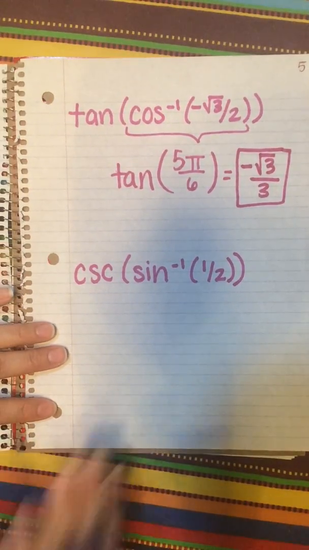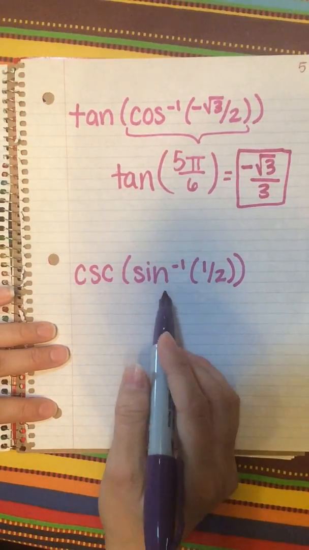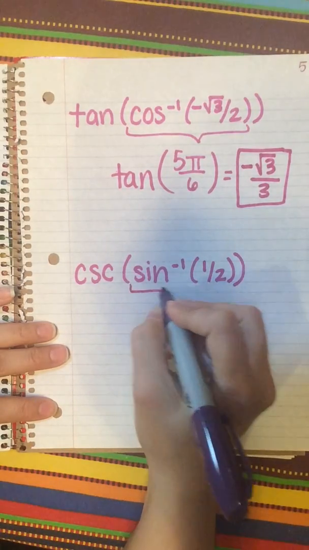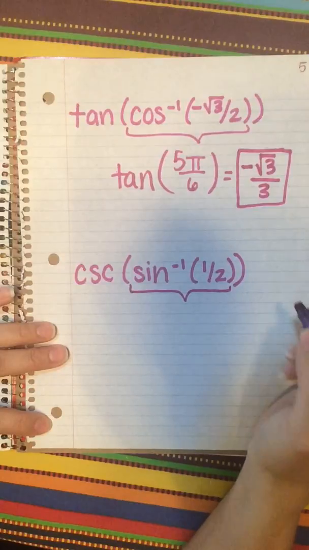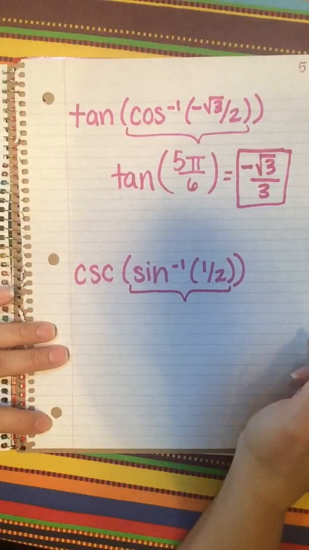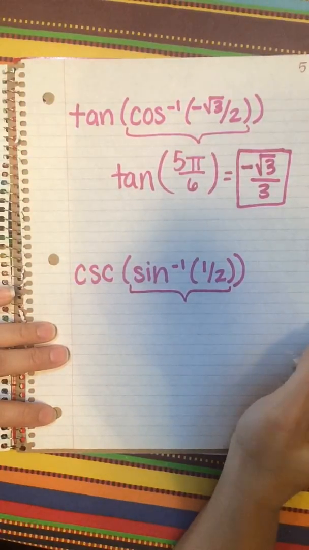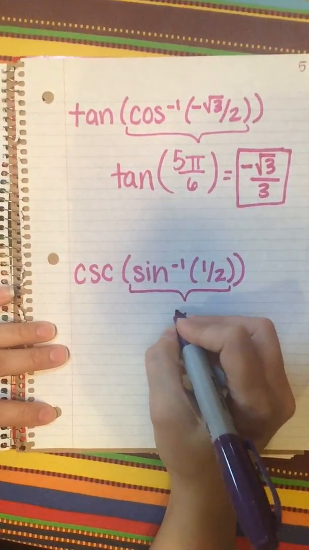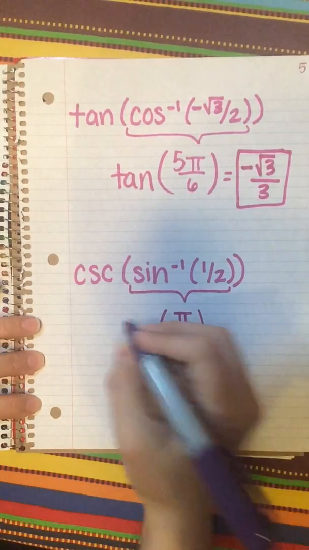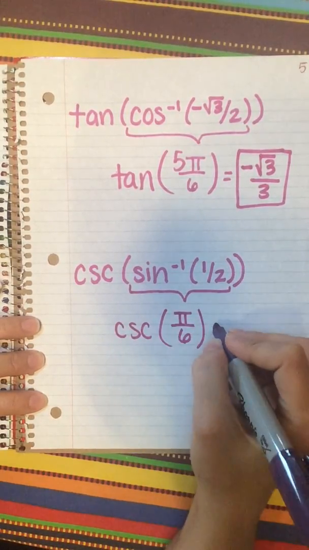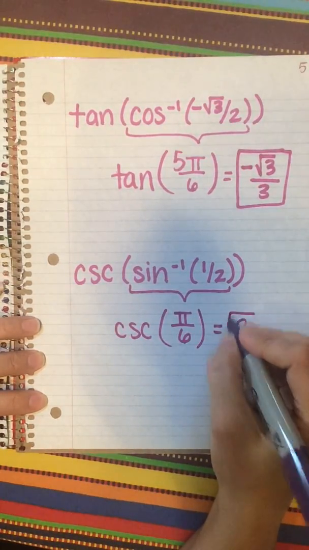All right, now down here, cosecant of sine inverse of 1/2. Focusing on the inside part first, sine inverse of 1/2. That's going to be in the first quadrant, and the sine is 1/2 at pi over 6. So now this becomes cosecant of pi over 6, which is 2.